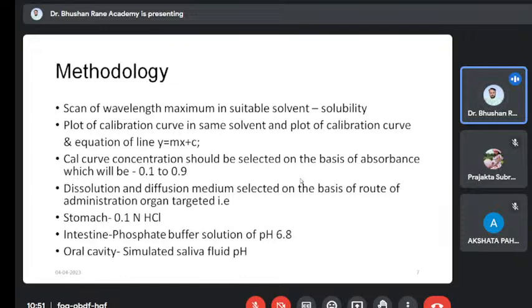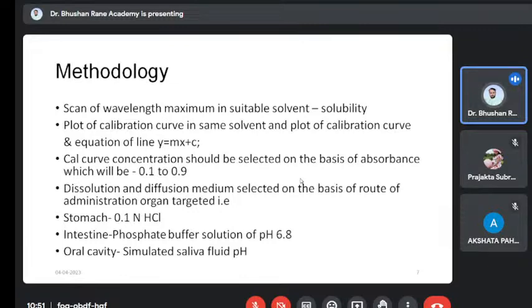After that, the condition is that the selected solvents must be transparent in the UV and visible regions. Their lambda max values must be below 190 nanometer. An example is benzene. The benzene lambda max is 280 nanometer, so benzene will not be selected as a UV solvent.